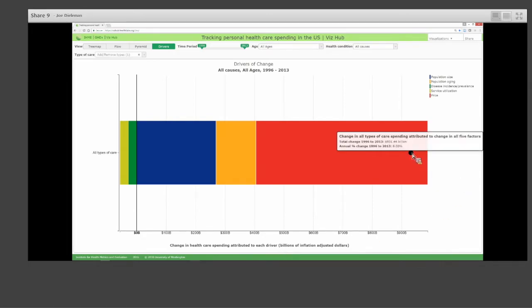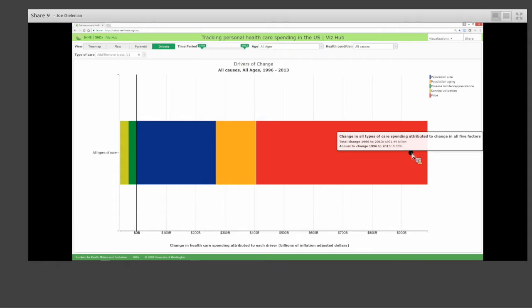So I said before that we have 5 factors that we're looking at that explain the increases in healthcare spending. One is population size, one is population aging, one is the disease incidence and prevalence. The third is the health service utilization, the fourth is health service utilization, and the fifth then is the price and the intensity. And so what you can see in this figure, as I hover over the dot, is that the total increase in healthcare spending between 1996 and 2013 is an increase of $931 billion.